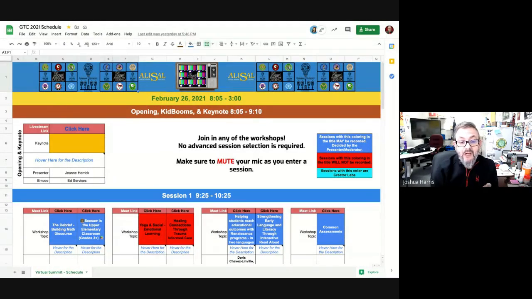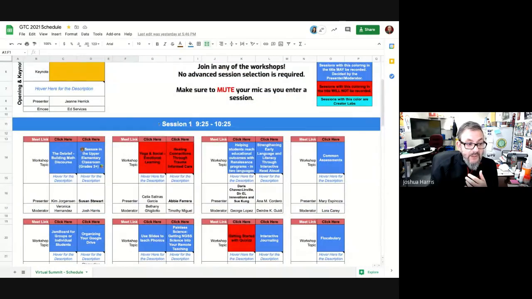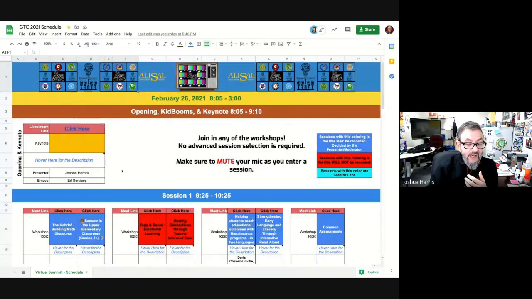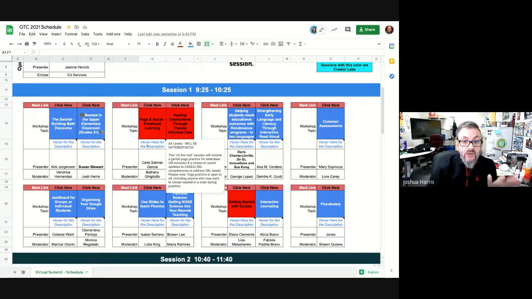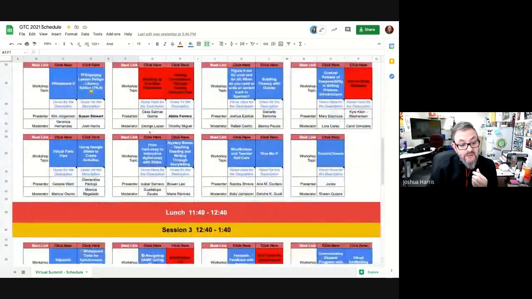If you remember the Alisol Tech Conference schedule, it should be very familiar. The times are across the top. We will have both Kid Booms, which are the kid presentations, and a short keynote from our very own, or formerly our very own, Miss Jeannie Herrick. So again, for example, session 1, you have the title here, and you can hover, you don't have to click, and you can see the description, what the levels are, and then a brief description. If it's this medium blue, the session may be recorded. In the red ones, it will not be recorded. That's the choice of the presenter.